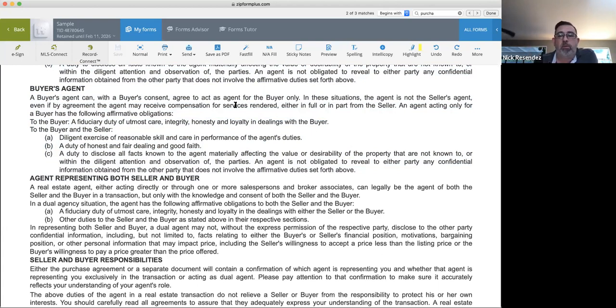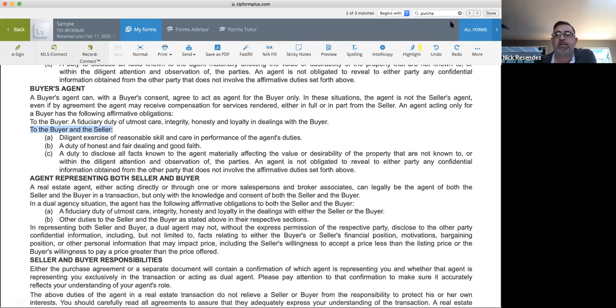So we're acting as the buyer's agent, and our duties to the buyer are right here. We have a fiduciary duty of the utmost care, integrity, honesty, and loyalty in dealing with a buyer. That's our fiduciary duty. Fiduciary means trusted advisor. It's the highest level of relationship that we as salespeople can have with our clients, okay? And notice right below that we have duties to the seller as well, even if we're representing the buyer. We do have duties to the seller, but not a fiduciary duty. It's slightly different: diligent skill and care, honest and fair dealings, good faith, and a duty to disclose.